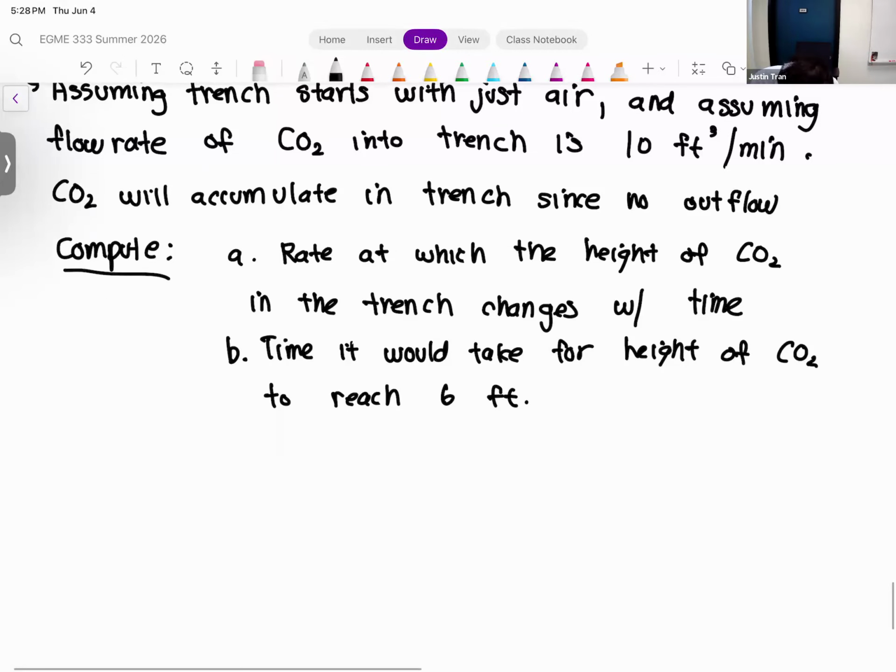Okay, so let's do part A first. For part A, we're going to compute the rate of height change, which may seem kind of strange. You'll see that there's nothing in our Reynolds transport theorem that gives us that explicitly, but it is something that we can actually derive from Reynolds transport. Okay, so let's start there.